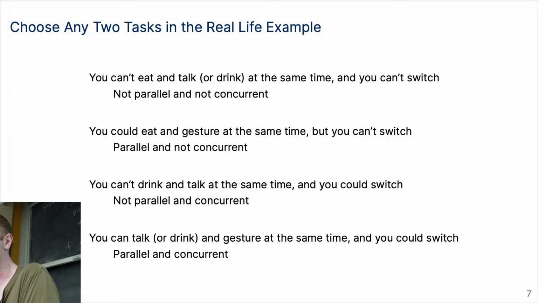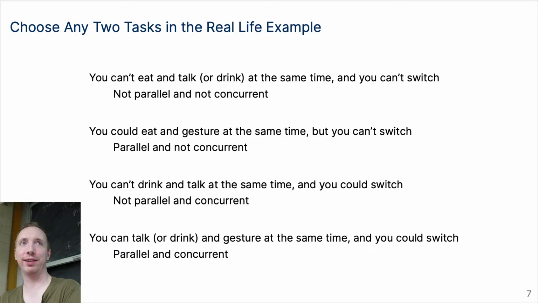So you can't eat and talk or drink at the same time, and you can't switch, so they're not parallel because they're using kind of the same resource, right? You're using your mouth for both of them. And they're not concurrent because of that stupid eating thing where you wouldn't be able to stop and switch. But you could eat and gesture at the same time, right? But you can't switch.